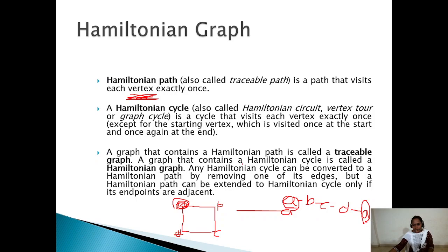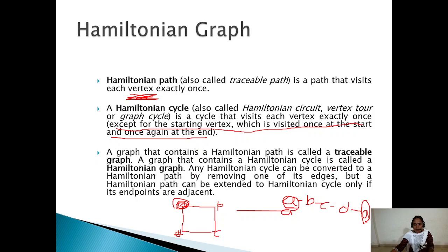Because here the condition is what? Except for the starting vertex, which is visited once at the start and once again at the end, there is no problem of a repeated starting vertex. This is the Hamiltonian cycle. A graph that contains a Hamiltonian path is called a traceable graph. A graph that contains a Hamiltonian circuit is called a Hamiltonian graph.